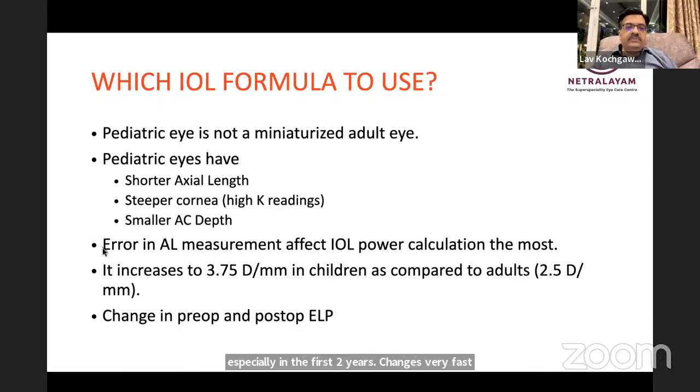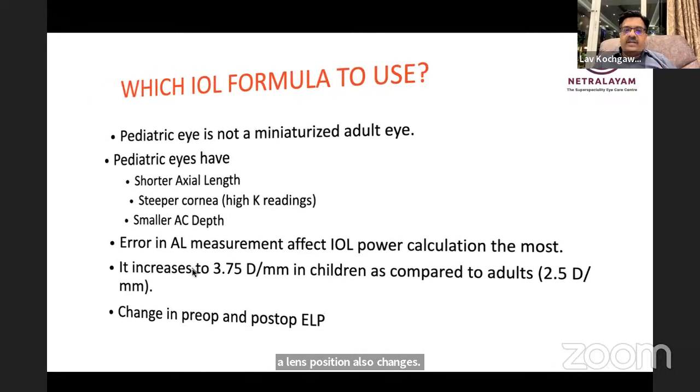Smaller AC depth. So error in axial length can affect IOL power calculation, which increases to 3.75 diopters per millimeter of error as compared to 2.5 diopters in adults. Another important issue why we have not achieved that perfection is the effective lens position, because after surgery, when we are doing a posterior capsulorhexis and anterior vitrectomy, the effective lens position also changes. So some error will be there.